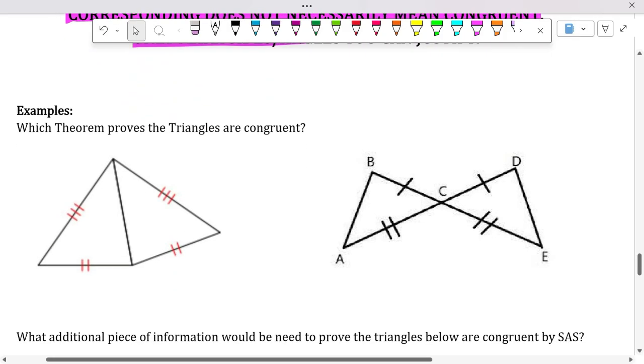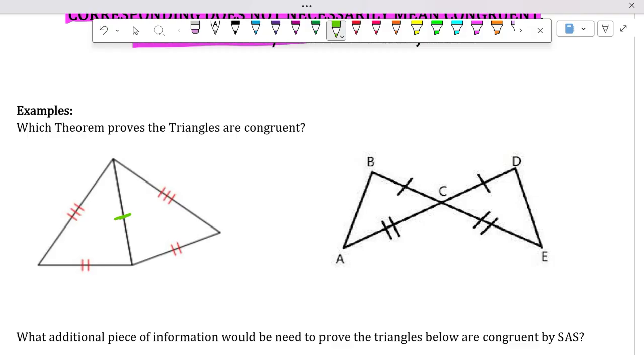So let's look at these two. The one on the left, first off, is there anything else I need to mark congruent? Using any of the assumptions up top, can I mark anything else congruent on this picture? I can mark the shared side by the reflexive property. So now that I've marked all I can mark, what is this triangle congruent by? By what postulate? Side, side, side, because all three sides are congruent.